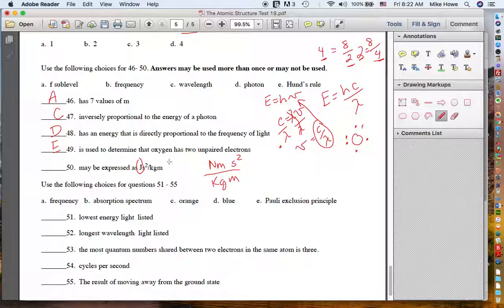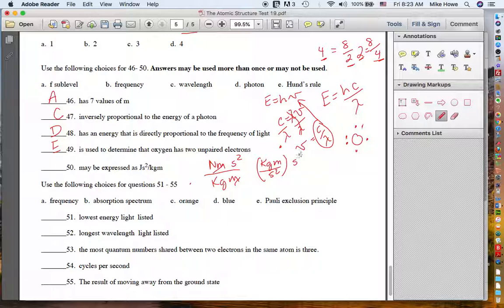And work is force times distance. Newtons are force, meters are distance, force times distance. So a Newton meter is the same thing as a joule. Notice immediately what happens. Meters cancel. So now I've got Newton second squared over kilograms. But a Newton can be written, since Newton is a force, and force is mass times acceleration, it's a kilogram meter per second squared. So that's the same thing as a Newton.